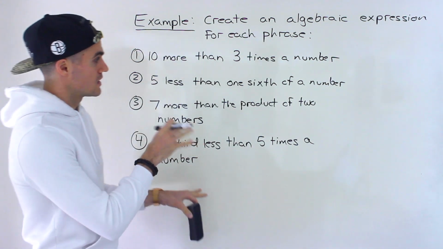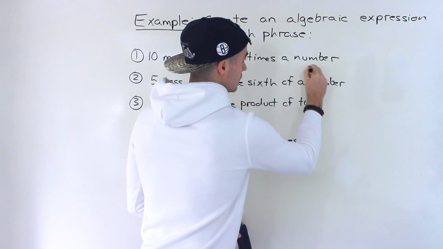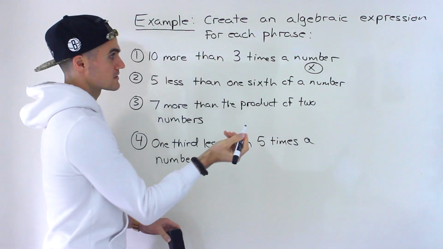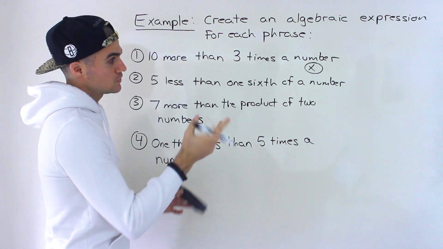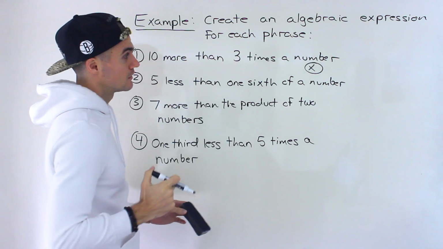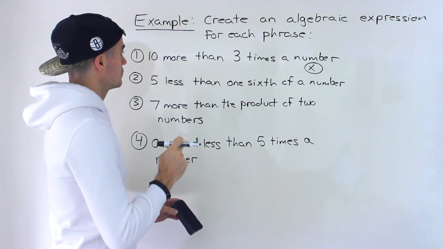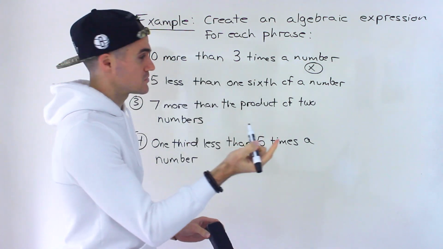Now, for all of these, when we're talking about a certain number, I'm going to represent that number using a variable x. You may see other variables used. You can use any variable. Maybe you could use the variable n, as it's the letter for the word number. I'm just going to use x. So we have 10 more than 3 times a number. So how can we represent that?